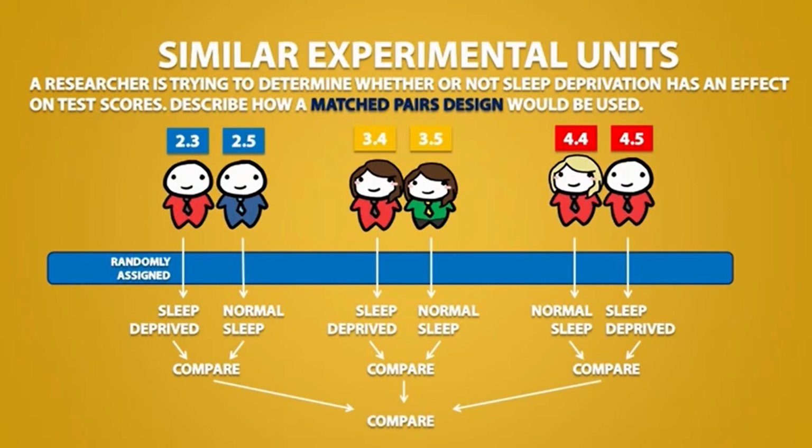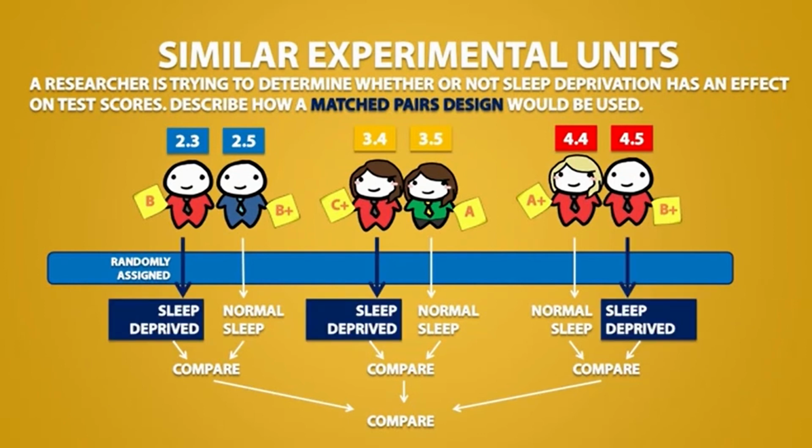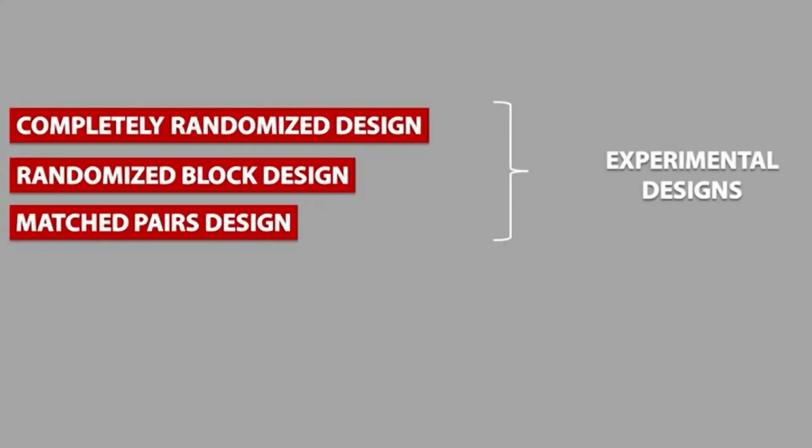So for example, if we saw that the sleep-deprived people were consistently getting lower test scores than the people who got a regular amount of sleep, then we can say that sleep deprivation was actually the cause for a bad test score. So let's quickly recap. These are the experimental designs we talked about.